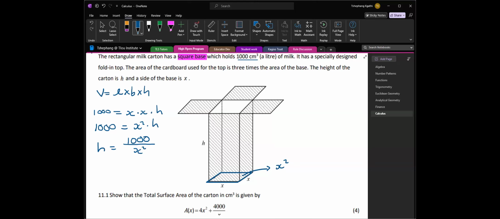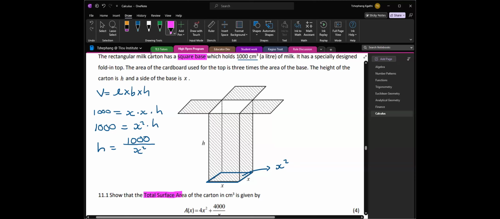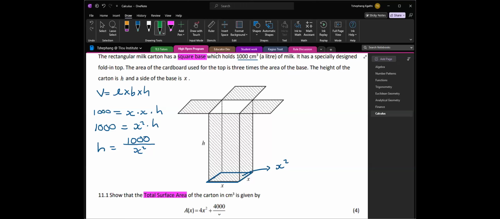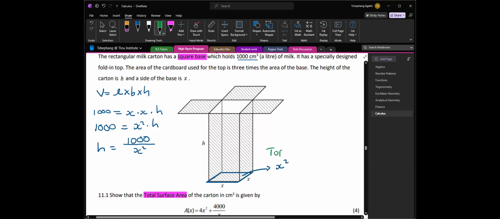All right. Now, what we are looking for is the total surface area of the carton, TSA. How do we find that? It's going to be the area of the top and bottom. So for top and bottom, we just need to multiply this by 2.